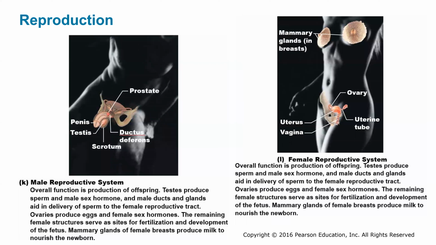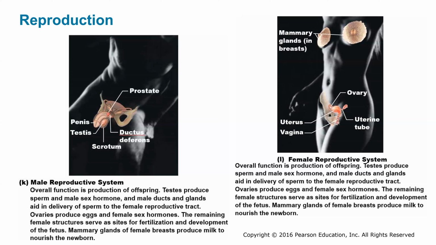Reproductive system. We have male and female reproductive systems. Overall function is production of offspring. Testes produce sperm and male sex hormones, and male ducts and glands aid in delivery of sperm to the female reproductive tract. Ovaries produce eggs and female sex hormones. The remaining female structures serve as site for fertilization and development of the fetus.